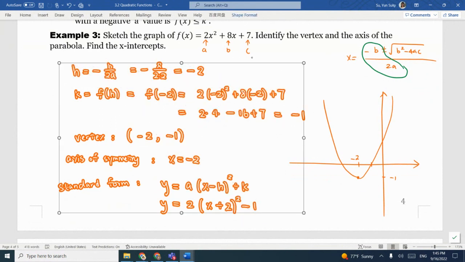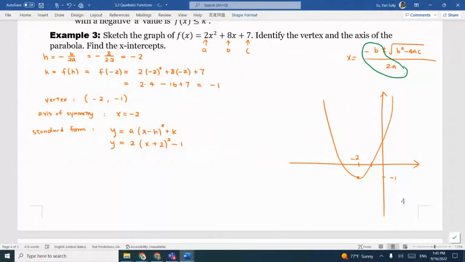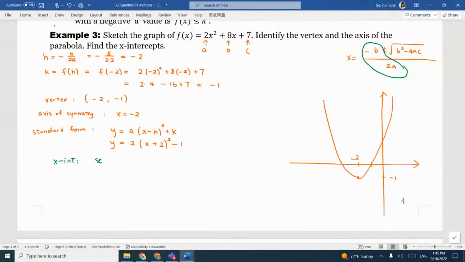So set y equal to 0. For the x-intercept, we set y equal to 0. So we got 2x squared plus 8x plus 7 equal to 0, right, everybody? In this problem, can we factor it? No, right. So let's use the quadratic formula.